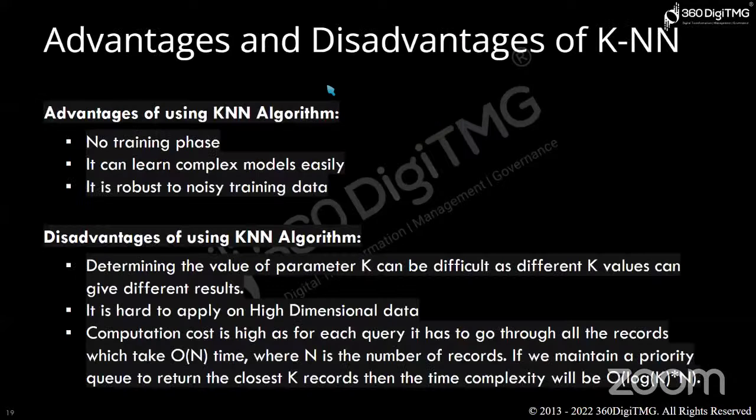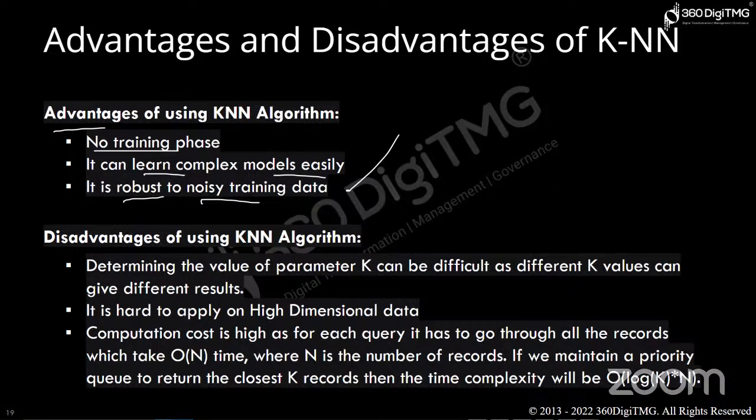Now let us discuss the advantages and disadvantages of using KNN. Some of the advantages of using KNN are: there is no training phase, and it can also learn complex models easily. It can work on complex models, and it is also robust to noisy data. Even if you feed it noisy data, it will not be affected that much. So these are all the advantages of using a KNN algorithm.